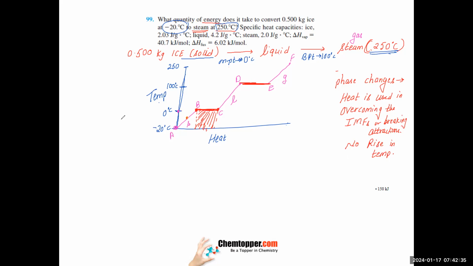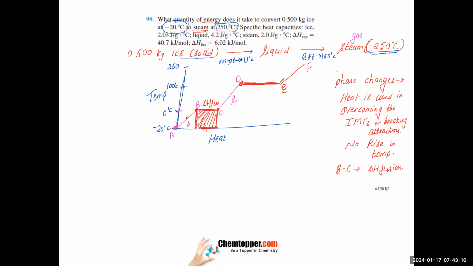Same here. I'm doing slight changes in this line. This is E and this is F. Okay. Now what is this heat called, which is helping you in melting? This is called delta H of fusion, right? So I'm writing here B to C is delta H of fusion. Fusion means melting.